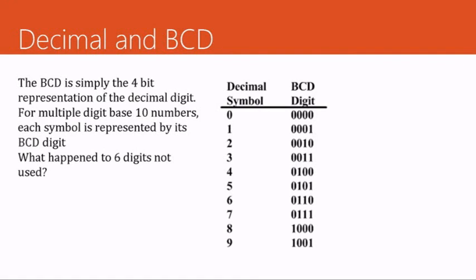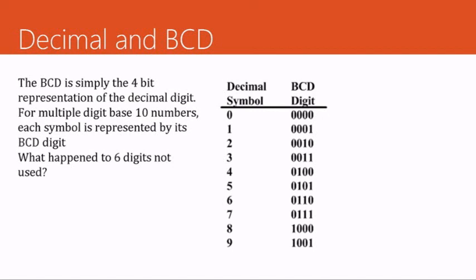So the BCD is simply the 4-bit representation of the decimal digit. For multiple-digit base 10 numbers, each symbol is represented by its BCD digit. So what happened to the digits not used? If we have 4 bits, we have 16 combinations, an equivalent of 16 symbols. But in BCD, we just use 10. We have 0 to 9 only. So it's just like converting into hex, right?